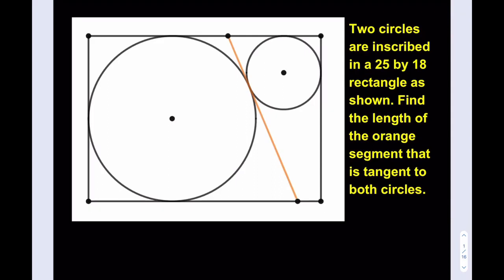Alrighty, so what are we supposed to do here? We have two circles and we know that the side length for this rectangle is 25 by 18. So this is going to be 18 and this whole thing here is going to be 25. Cool. So let's go ahead and make some connections here as usual. I'm going to go ahead and drop a perpendicular from here. So it's going to go like this. And then I'll drop another perpendicular here.